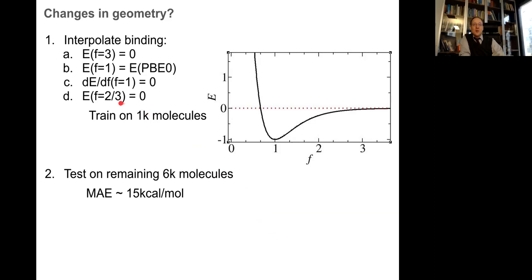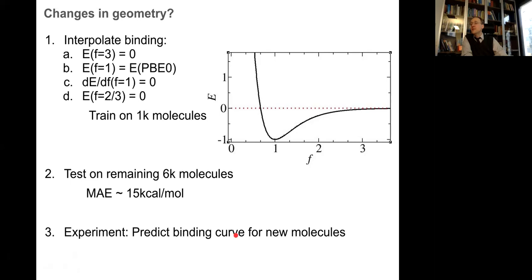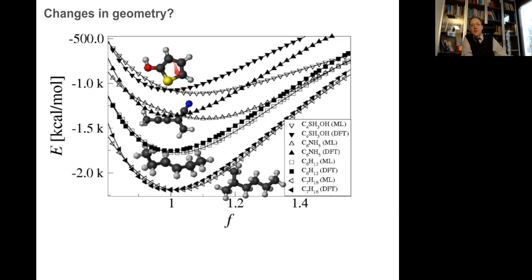So we trained on 1,000 of those and then tested on the remaining 6,000, and the overall error for the atomization energy was the same as without the others. So the scaled geometries did not make matters worse, but we can now use that model to predict the binding curve for a new molecule, and that's what you see here. So we have four test molecules, and you now see the true energy as a function of the scaling factor, and you see the machine learning prediction. Now, the prediction is worse for the smallest guy up here, right? This does not work so well.